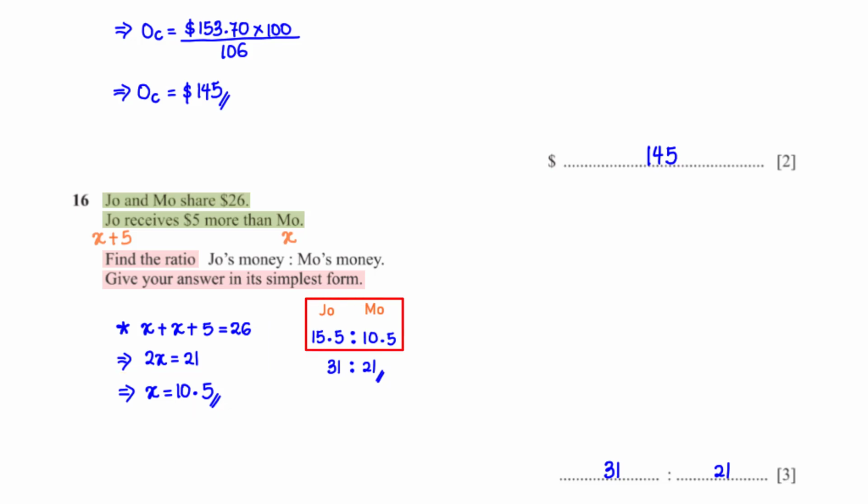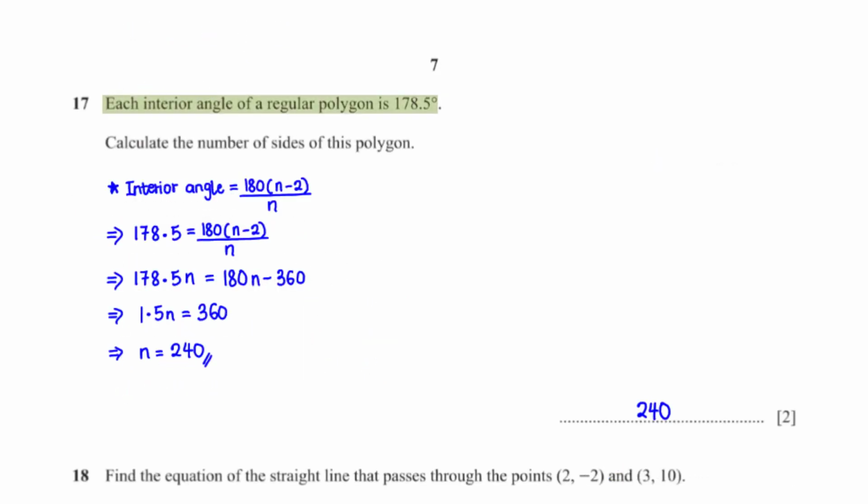This means Mo receives $10.5 and Joe receives 10.5 plus $5, which is equal to $15.5. When we type 15.5 divided by 10.5 into the calculator, we get 31/21, which is the same as 31:21.